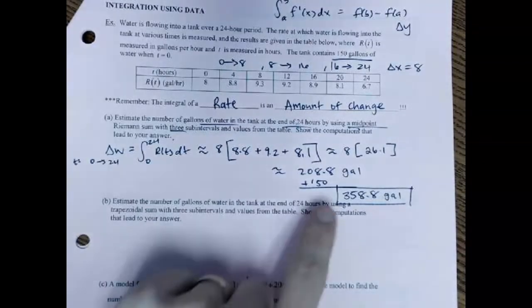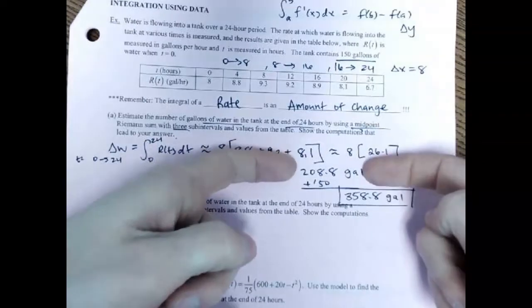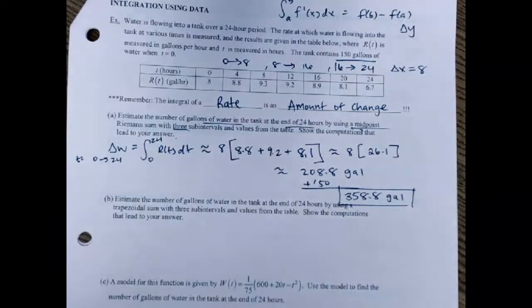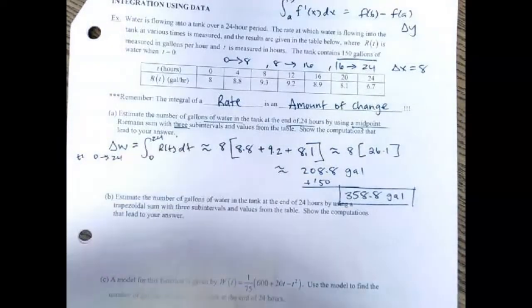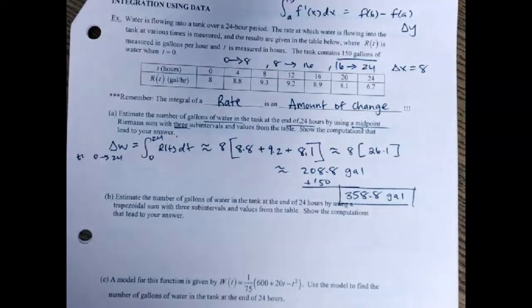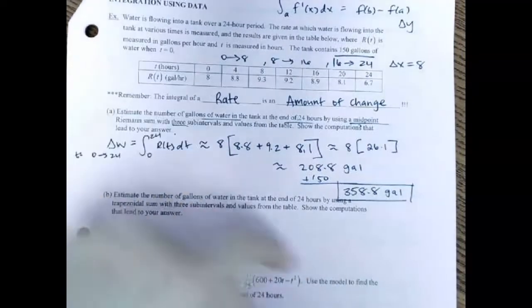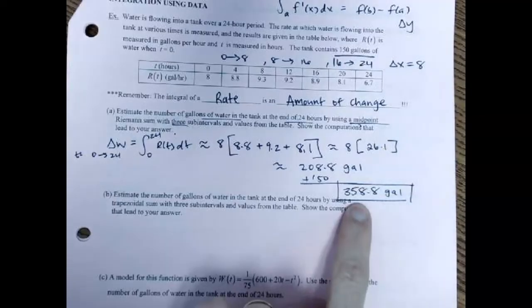But we started with 150. The integration told me about how much comes in. So I take the amount that comes in, add it to how much was in there, and then that will give us that guesstimation for how much is in there at the end. Be careful. Be careful and read the question. Is it asking for just the change, or is it asking for the amount at the end after the change?